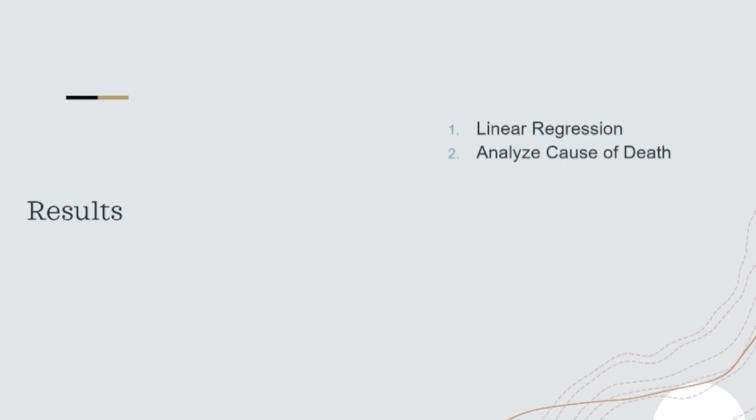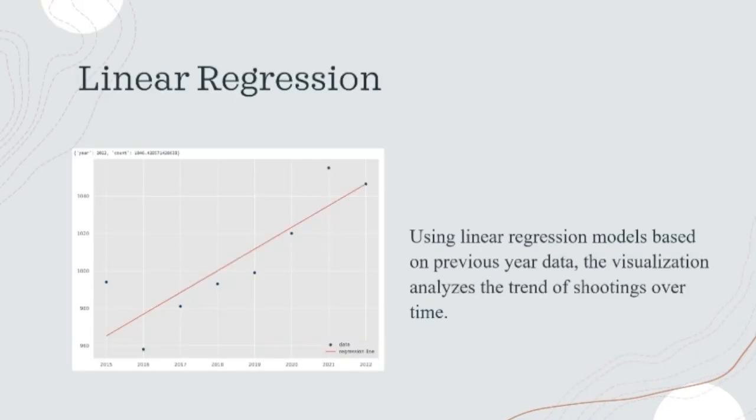Coming to the result part, as we have studied the linear regression and analyzed the causes of death, we can conclude that, based on the previous data, the visualization analyzes the trend of shootings over time. Using this regression line, we can see how the number of shootings has changed. According to the model, based on the historic data, shootings should increase by 2022.